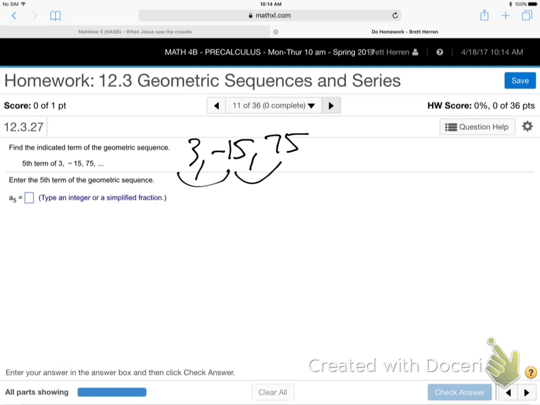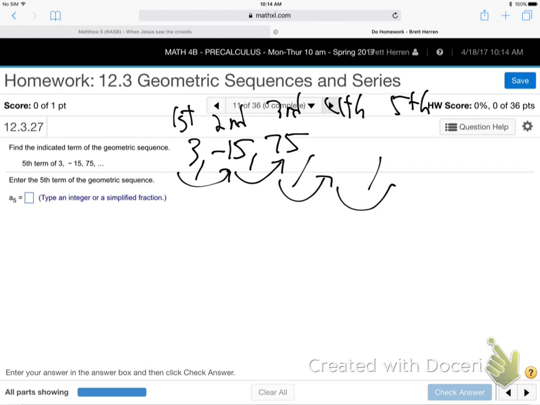So here's the first, second, third. Go ahead and find the 4th and the 5th. Just look at the pattern, what's being done, and just do it two more times. And you'll have what they're asking you for, the 5th term.